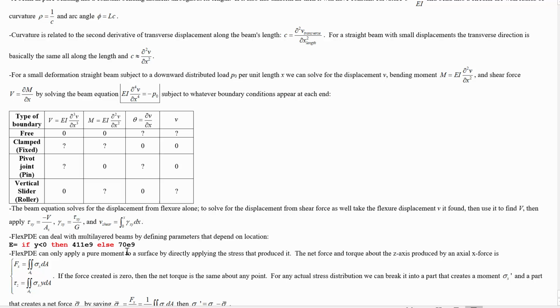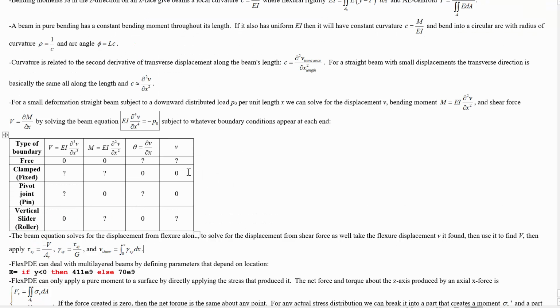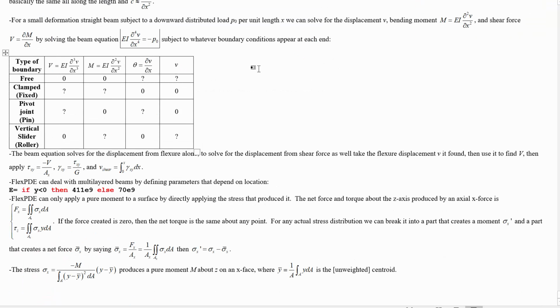Still, in the right kind of situation where you've got symmetry and can say that that shear deformation should be pretty small compared to the vertical one, then this can be a good correction to using just the bending displacement to figure out what the displacement should be.